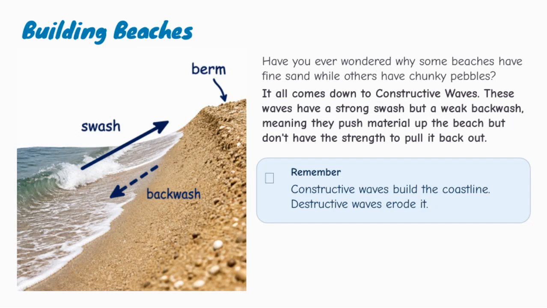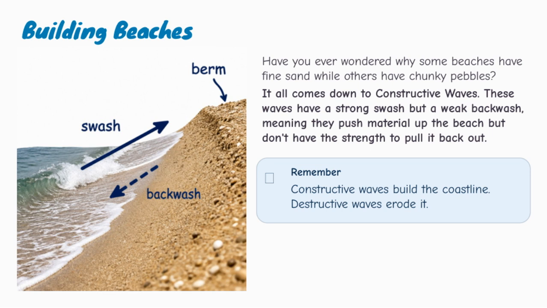A beach forms when sand, shingle, or pebbles are deposited along the coastline. Beaches are usually built by constructive waves. Constructive waves have a strong swash and a weak backwash. The swash pushes material up the beach. The backwash carries water back down the beach, but because it is weak, it does not remove as much sediment. This means more material is pushed up the beach than is taken away. Over time, the beach builds up.